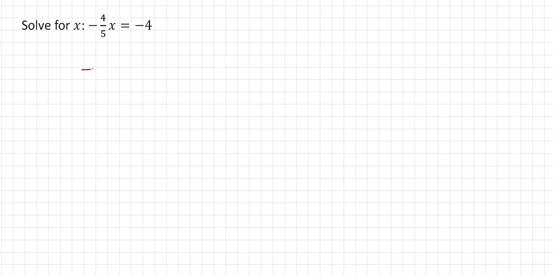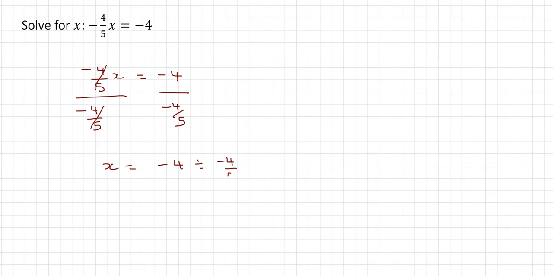Now let's look at this one. Negative 4 over 5x equal to negative 4. So first approach we're going to look at is understanding that this means that we're multiplying x by negative 4 over 5. So the opposite behavior is to divide by negative 4 over 5. And then we do that on both sides. So same quantity, so we can cross this out. So x equal to negative 4 divided by negative 4 over 5.